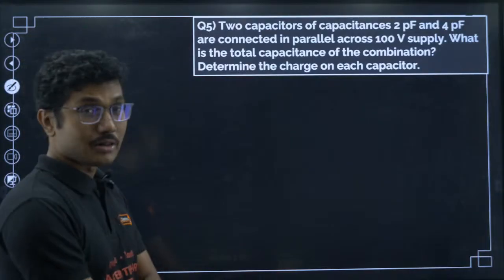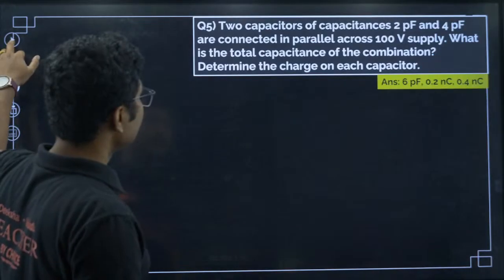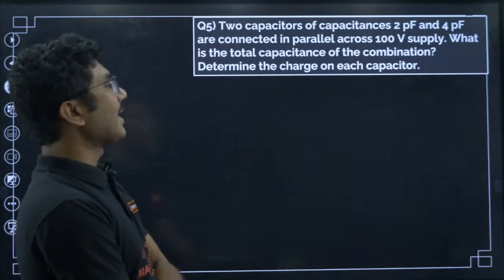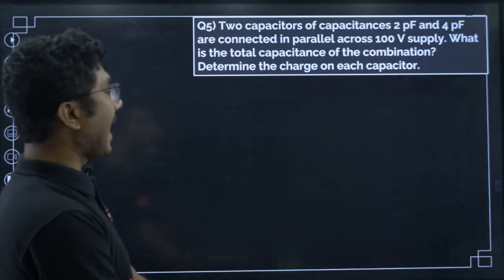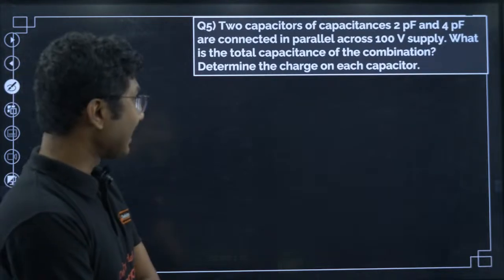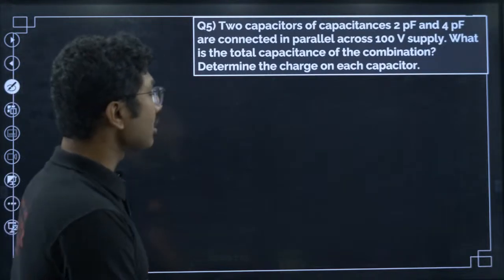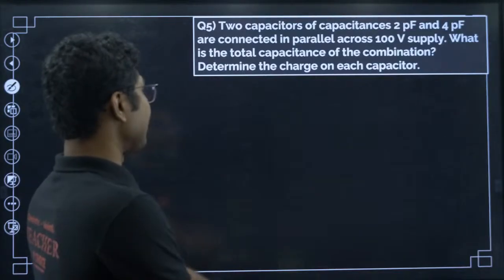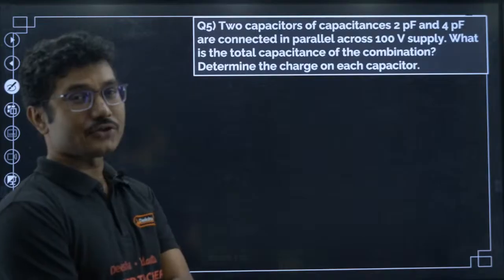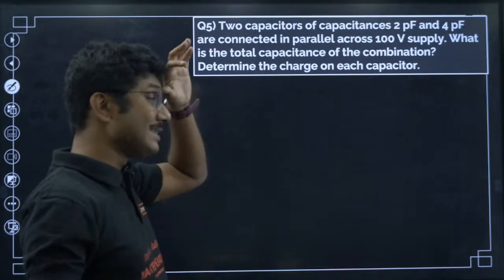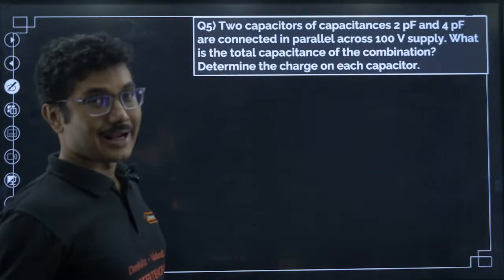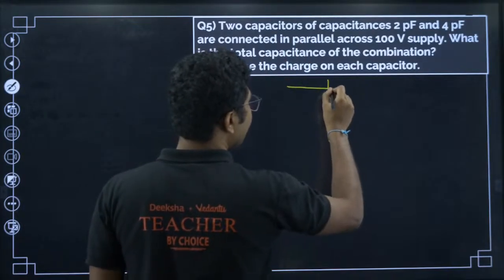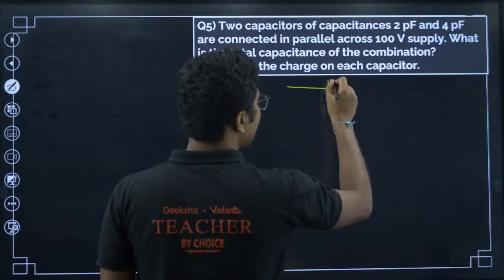Now let's solve the last. I think this is the last question. Okay, two capacitors of capacitances 2 picofarad and 4 picofarad are connected in parallel across 10 volt supply. What is the total capacitance of the combination? Determine the charge on each capacitor. So, the first part is easy, the second part is slightly long. I will not say this is a difficult question. This type of questions are very common.